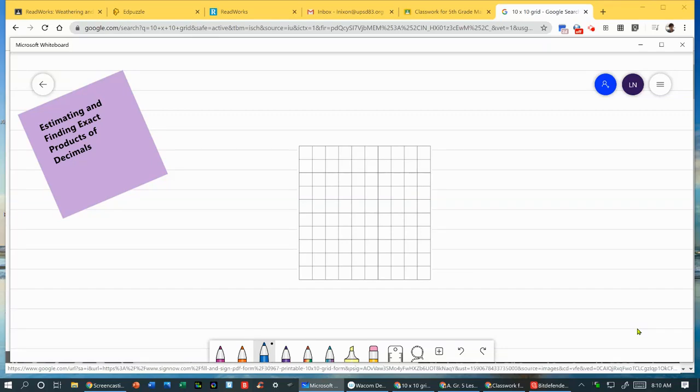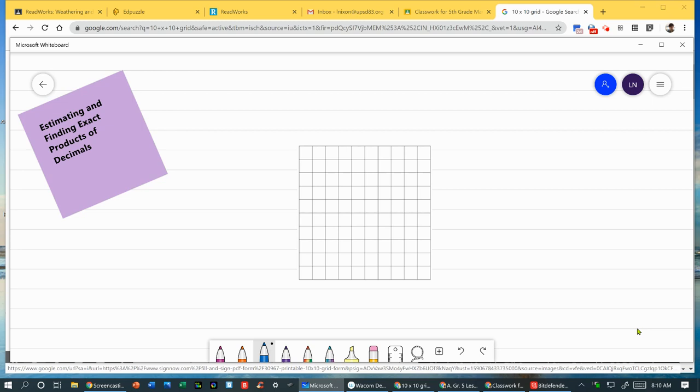Hello, today we're working on multiplying decimals. We'll also be working on estimating products when we multiply two decimals. Now, before we start, this is just a review. When you are thinking about decimals, what are we really talking about here?